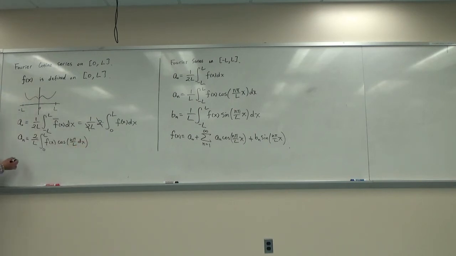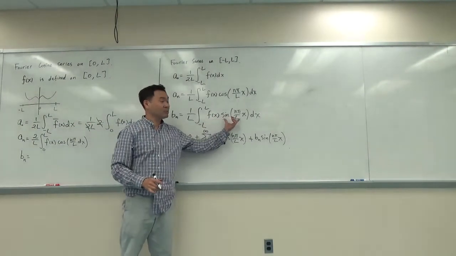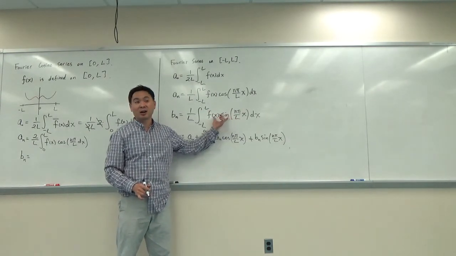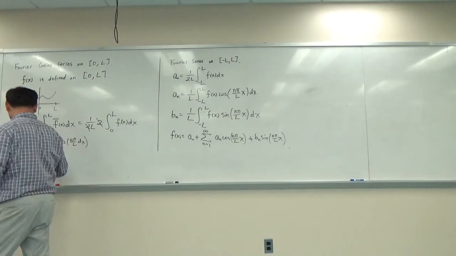Right. And here's another question. What would b n be? Would it be 2 over L? Actually, I'm not completely sure. Would it be the same, but with sine? No. Okay. What do you think bn would be? 0. Why? Because it's an even function. If you have f of x, which is an even function, this will be an odd function. And what would happen if you integrate? Even times odd is? Odd. So if you integrate, you get? Zero.